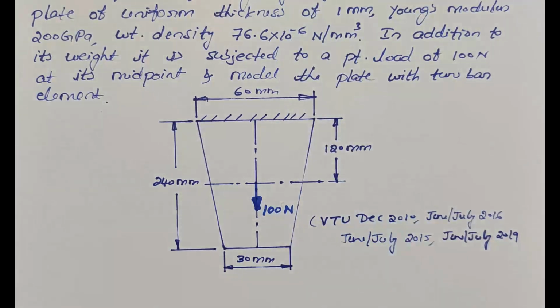See, in module number 1 we have studied different types of forces, that is body force, traction and point load. See, this weight density means it is a body force. What is body force? Body force is the distributed force acting over the entire volume of the body. So in this problem, the bar is subjected to both point load and the body force. Now we will see the solution.